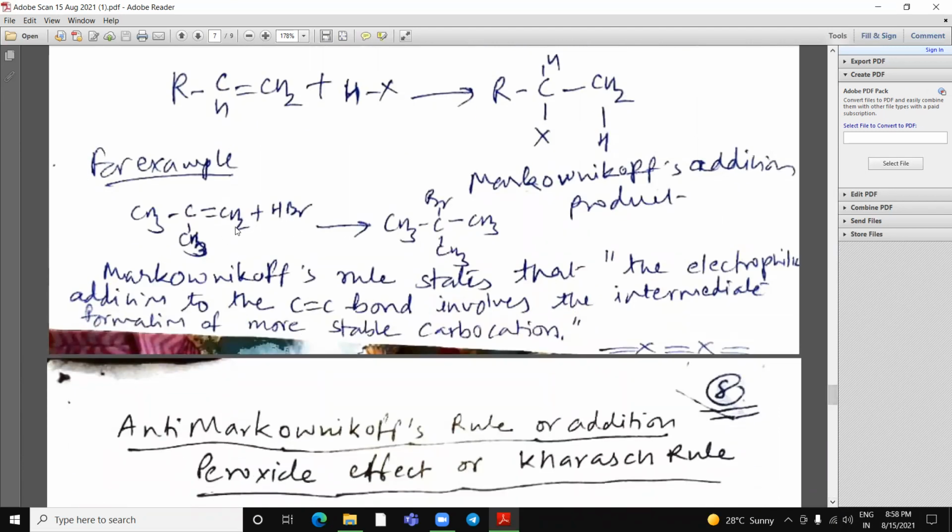See another example. If suppose isobutene is there, then we get this product. Markovnikov's rule states that the electrophile addition to the carbon-carbon double bond involves the intermediate formation of more stable carbocation.